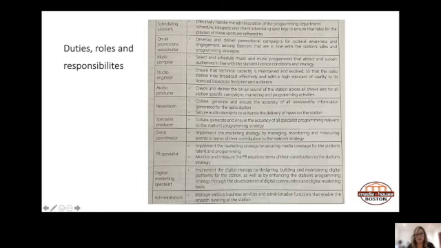And the second last one there, but this is one that's becoming more important, digital marketing specialist. They will implement the digital strategy by designing, building, and maintaining digital platforms for the station, as well as by enhancing the station's programming strategy through the development of digital communities and digital marketing tools. And then lastly, the role of administrators. They manage various business services and administrative functions that enable the smooth running of the station. Okay, so this is pretty much everyone that you need in a commercial radio station for the station to run smoothly on a day-to-day basis.